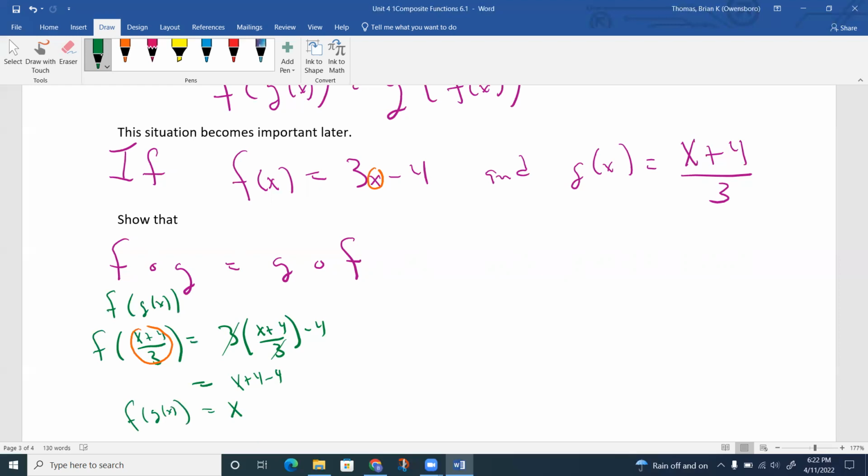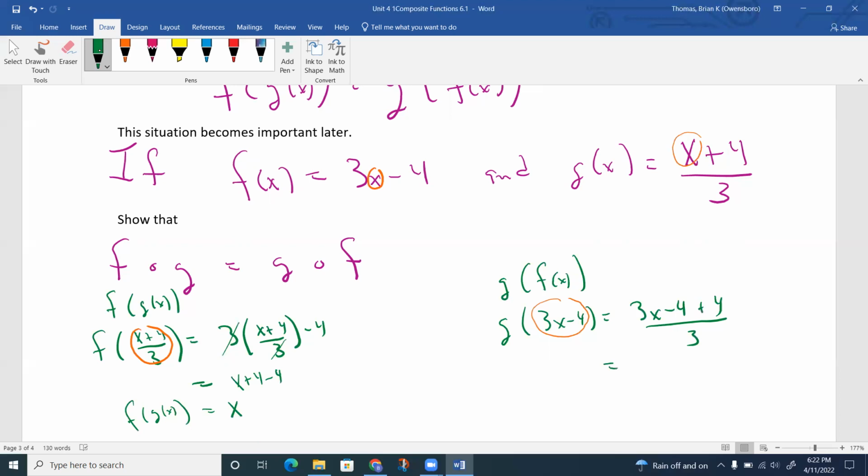Now what we want to do is evaluate g of f of x. To do this, we now have to identify what f of x is. So it's going to now be g of 3x minus 4. This 3x minus 4 is now going to go in place of x in the g function. So again, this part here is going to go in place of x in the g function. So this becomes then 3x minus 4 plus 4 over 3.